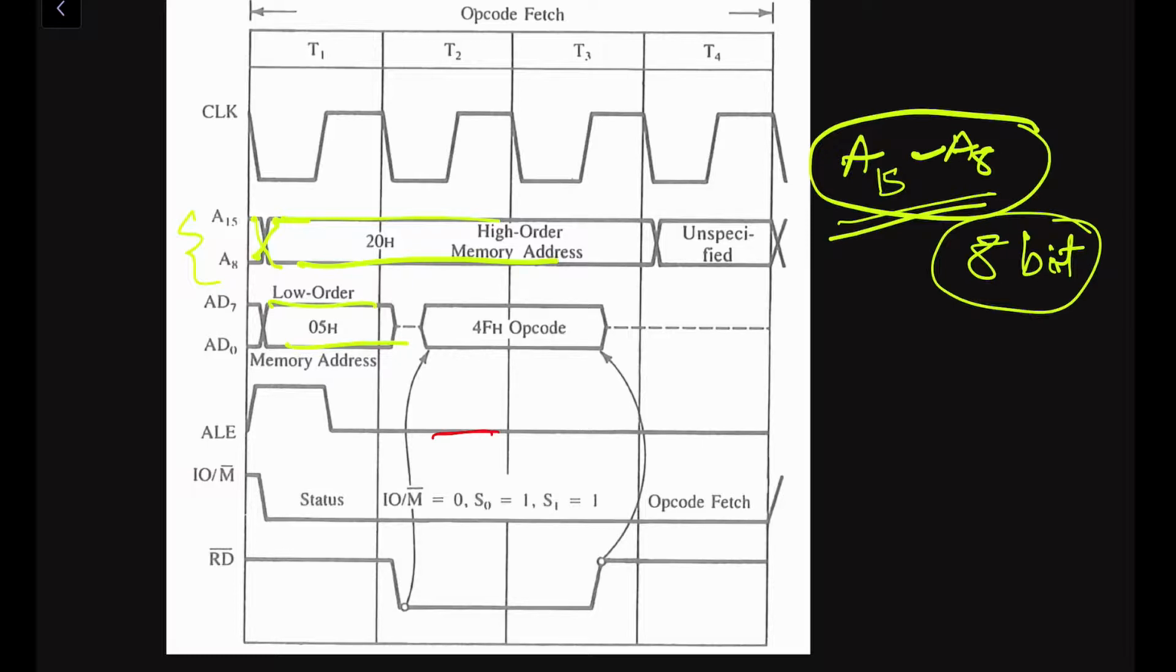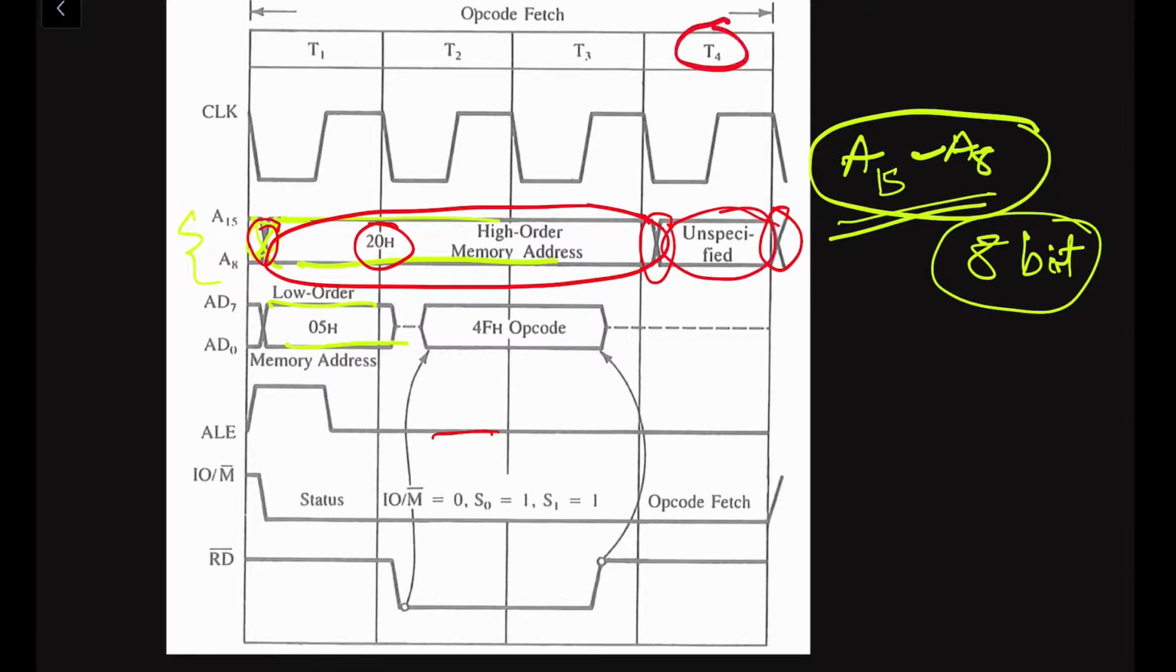The crossover of the lines, crossover means this point. Let me use another color. Crossover means these points. This crossover of the lines indicates that a new byte of information is placed on the bus. Whenever there is a change in the information, there will be a crossover. Here you can see the address bus contains the higher order address for 3 clock cycles. This address bus A15 to A8 holds the data for 3 clock cycles, and for the remaining T4 it is unspecified.